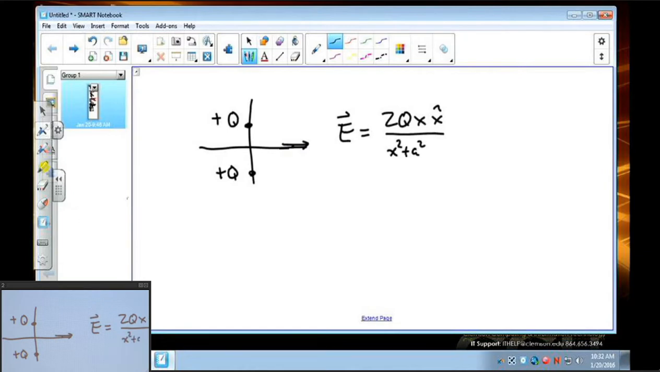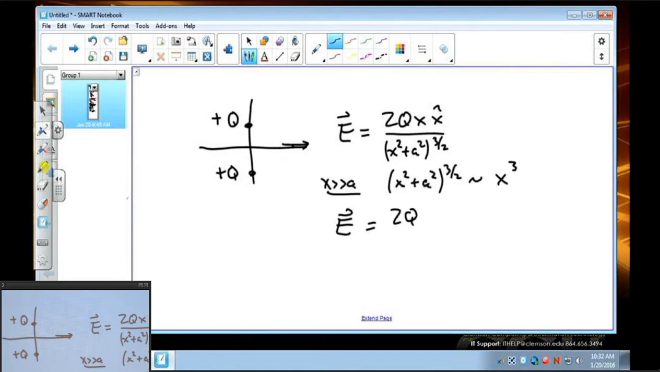X squared plus a squared. And then if we approximate that in the far field, we say that that denominator can be approximated by x cubed. We neglect the a there. Then the electric field goes like 2q over x squared in the x direction, which is back to our monopole field, right? Having a total charge of 2q and a distance x from that. So the separation of those two charges is negligible, so you can treat it in the far field like a monopole. Okay, does that make sense?